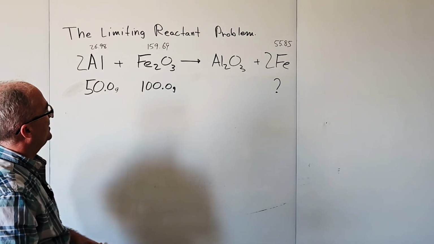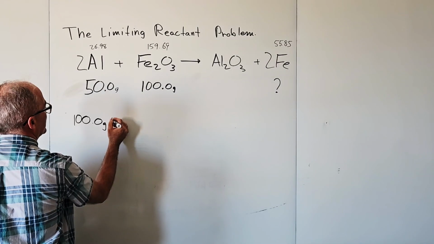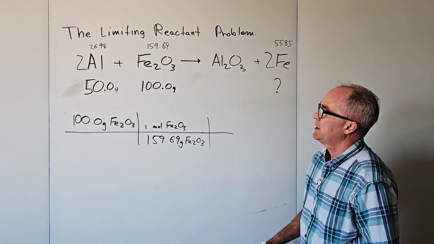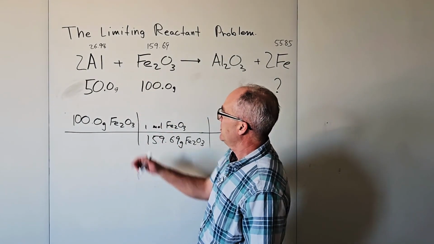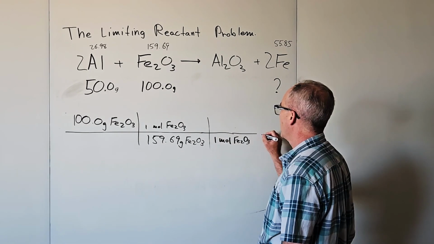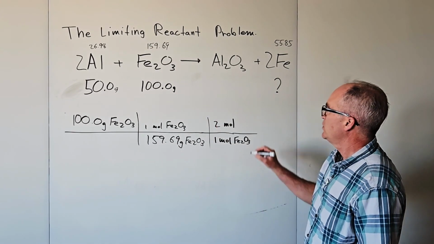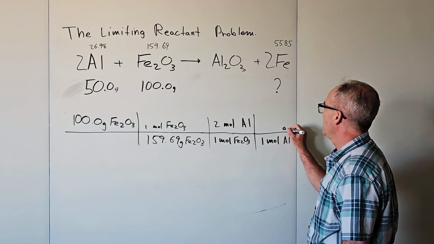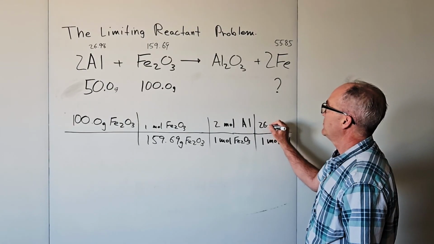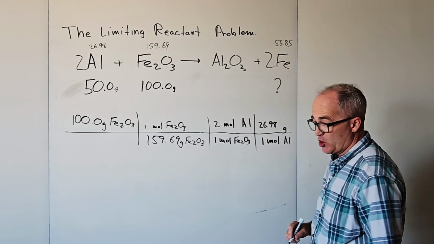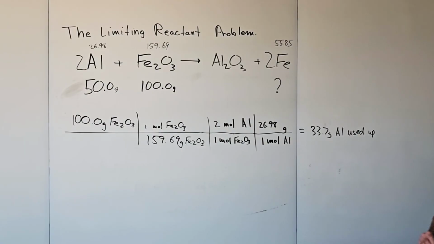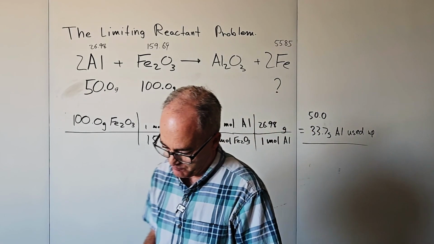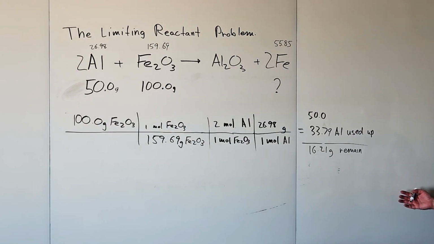Once I know that this is the limiting reactant, I can start out with that. Convert mass into moles. I still have a mole ratio here. 1 mole of ferric oxide needs 2 moles of aluminum. 1 mole of aluminum is the same thing as 26.98 grams of aluminum. We could say that is consumed, used up. And then now I can see how much aluminum is left over.